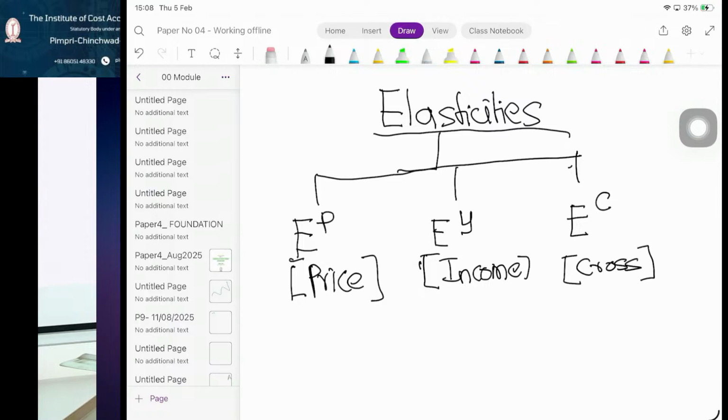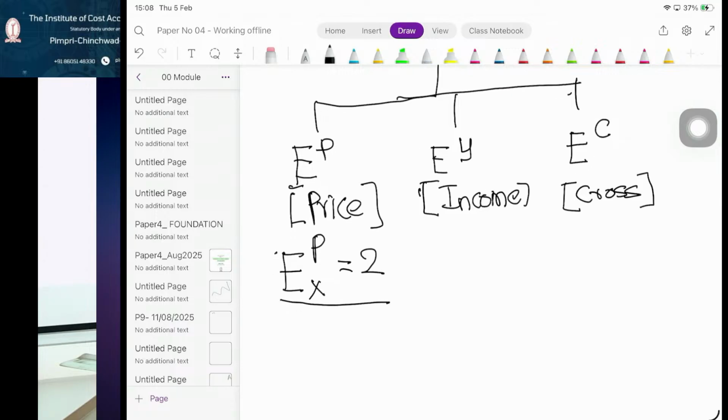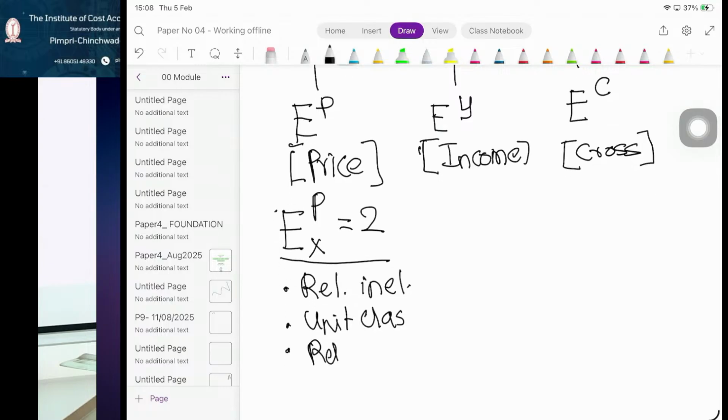Now just tell me one thing. I'm writing like this. Suppose for a good X, price elasticity calculated is, say, 2. How will you describe the price elasticity? Will you say it is relatively inelastic, unit elastic, or relatively elastic? Which of these three would you choose?